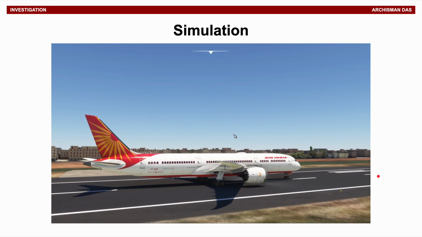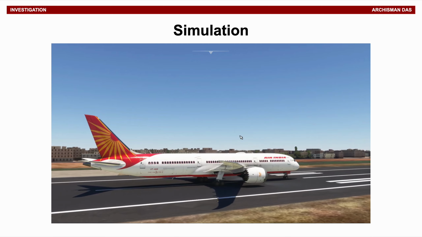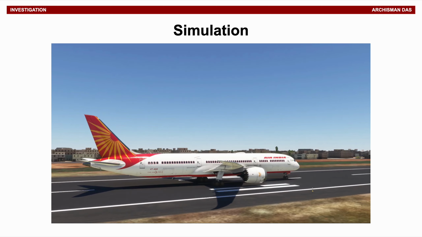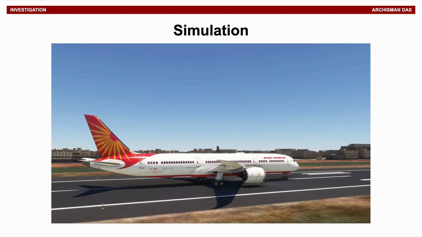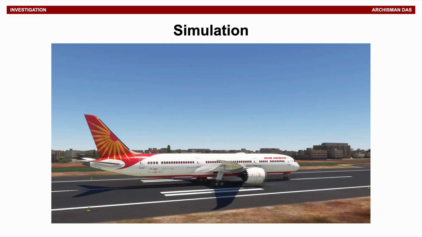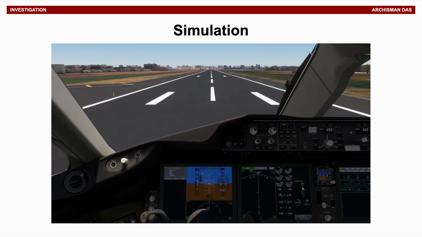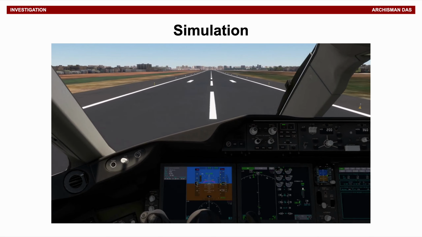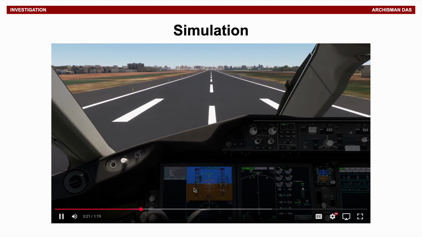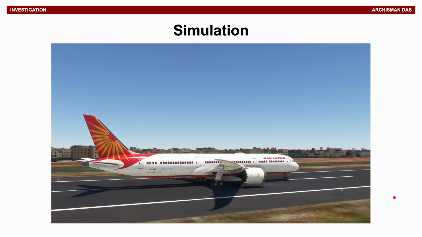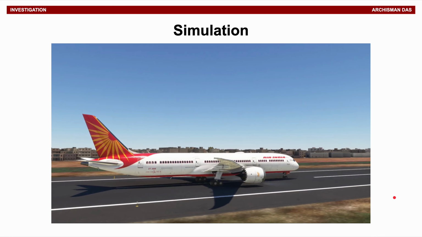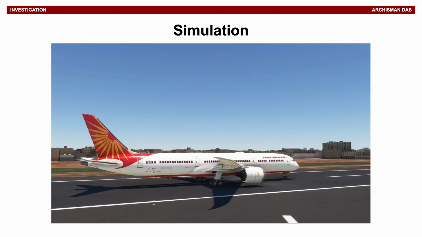So here is the same Air India aircraft with the same weight configuration as the actual flight. This is the same variant, and here we have the same runway from Ahmedabad airport. We can see the airspeed slowly rising here, and according to reports, the plane went to the end of the runway and took off at 173 knots, which is quite high.